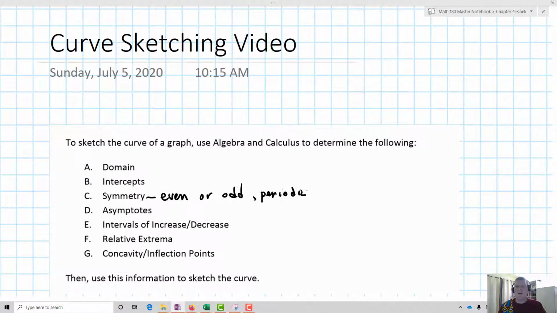All right, so you're going to want to make sure that you've gone through and done at least some of the work for all of these pieces, because it's going to make curve sketching a lot easier. This is one of those things that follows naturally from the work that we've been doing in this chapter so far.